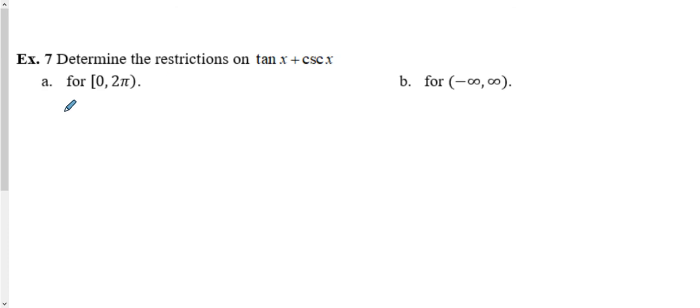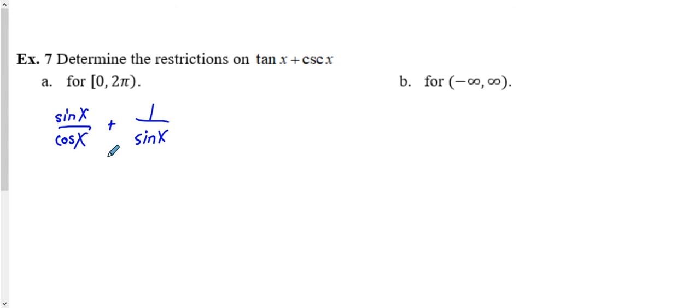And the next example says determine the restriction on tan x plus cosecant x. Okay, so restriction. The first one where we are restricting our domain between 0 inclusive to 2 pi not including. Okay, so first things first, let's rewrite this so that we can figure out what's in a denominator. Well, here I have nothing in a denominator, so really there's no restriction. However, if I rewrite tangent, tangent I could say is sine x over cos x. Cosecant, of course, is just 1 over sine x.